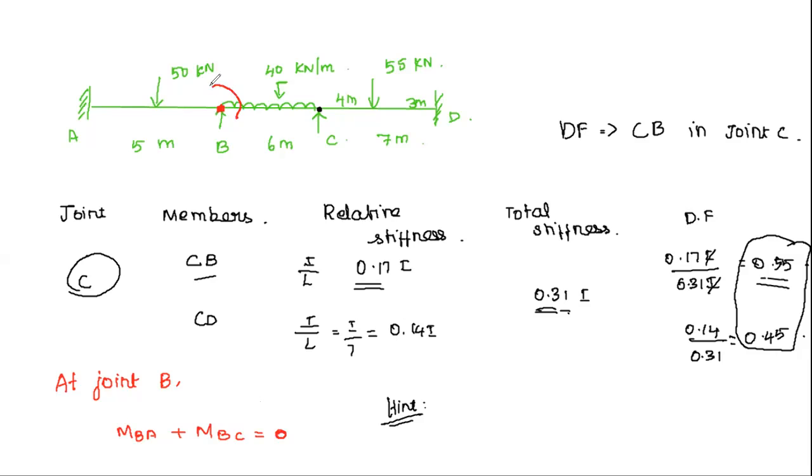If a moment M is applied here, then the joint equilibrium equation will become MBA plus MBC is equal to M. Summation of the moments available is equal to the moment applied at that joint. So for the given question, the equilibrium equation of joint B is MBA plus MBC is equal to 0.